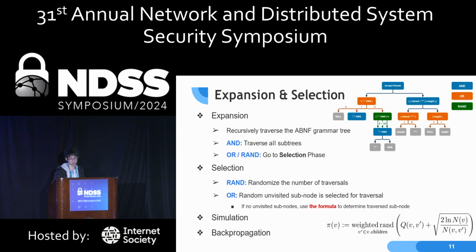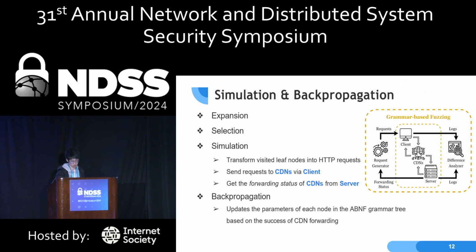If all subnodes have been exploited, the UCB formula is used to determine the weights of all subnodes and select one randomly. During the simulation phase, the request generator transforms the visited nodes into HTTP requests and sends them to the CDN via the client. Then the generator gets the forwarding status of the CDN from the server and records it. In the backpropagation phase, the request generator updates the parameters of the algorithm for each node in the ABNF grammar tree based on the success of CDN forwarding.